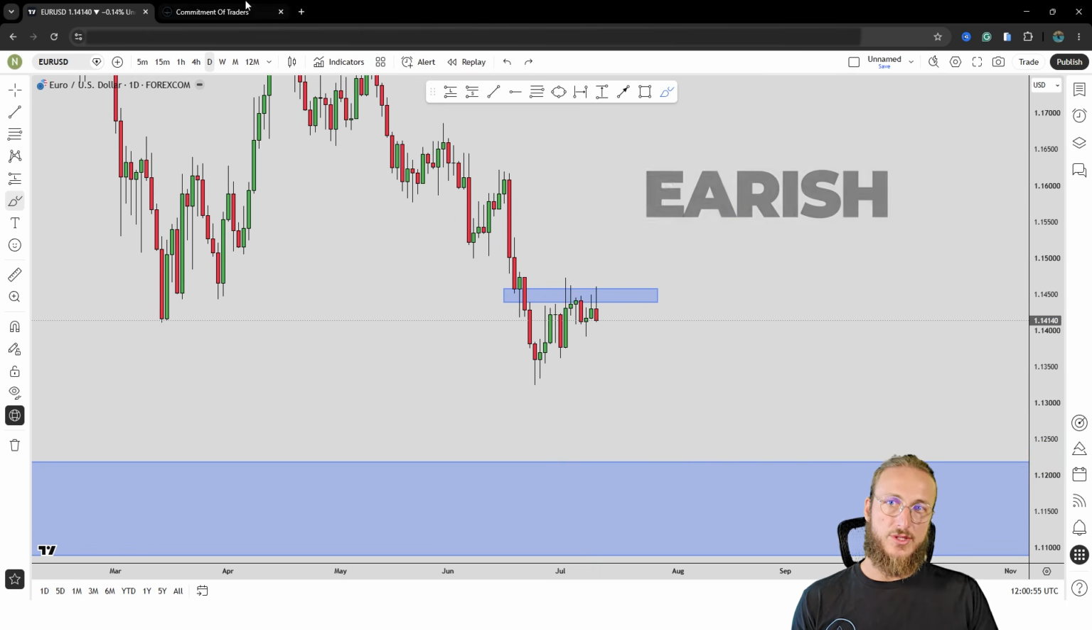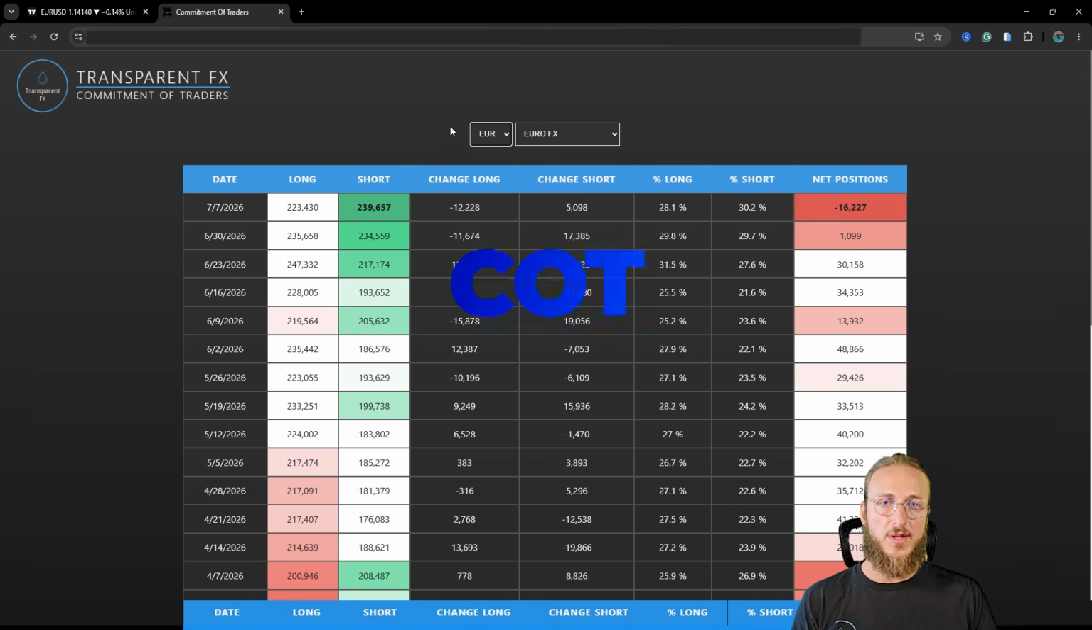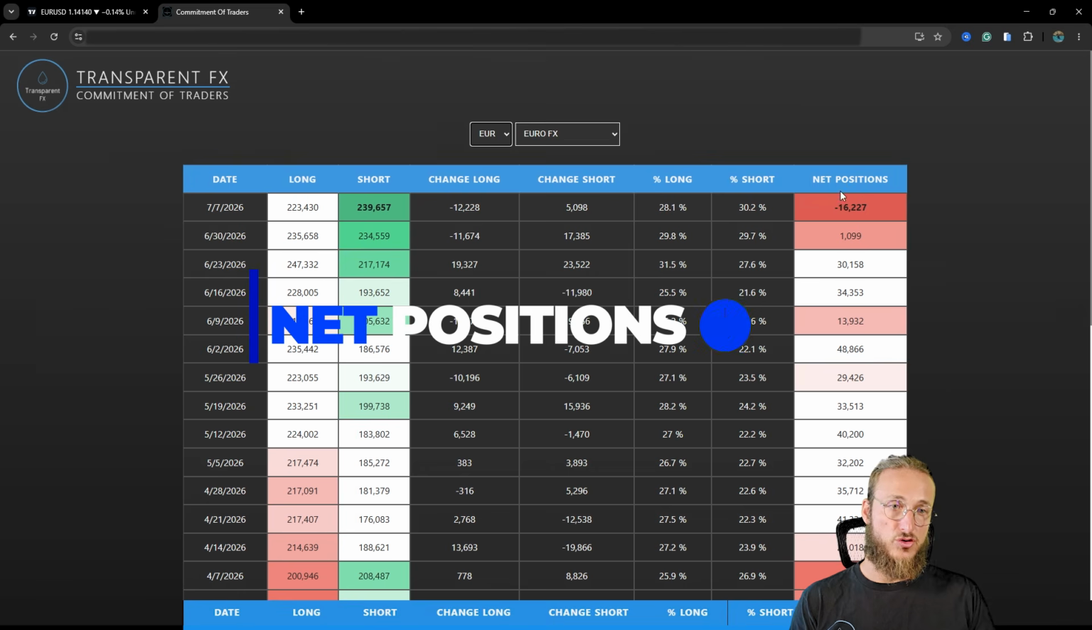What we can also notice is that if we look at the commitment of traders and we look at the data for the euro, this is already the data for euro against the USD, because the data is already reported against the USD, and we can see with the last report, net positions dropping massively.